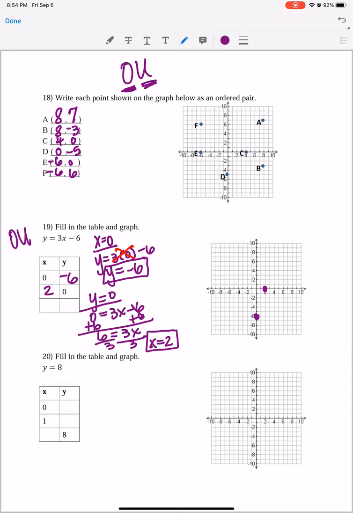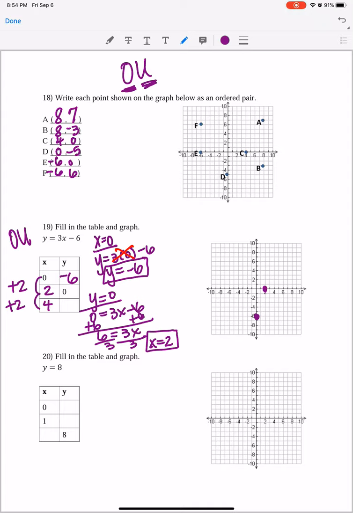The easiest thing to do here is to look at the pattern. We went from 0 to 2 by adding 2. So let's just add another 2 and get 4 here. Okay, so again, what I did, follow your pattern. We went 0 to 2 by adding 2. So let's just add another 2. 2 plus 2 gives me 4.